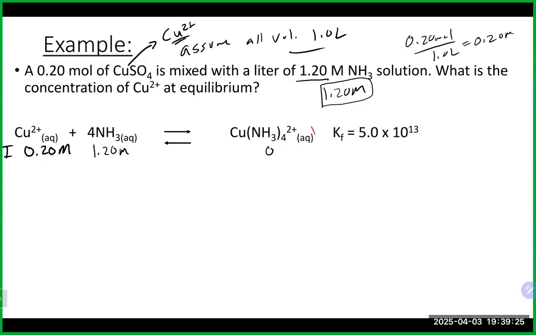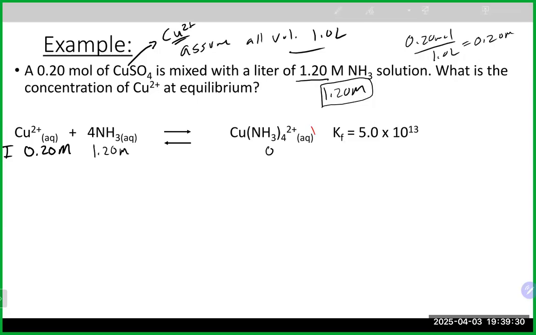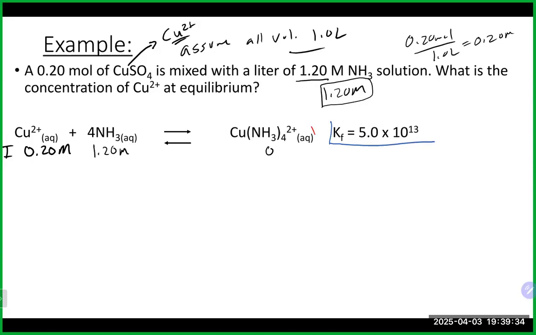Now, different than a normal ICE table that we do, when we look at the K value associated with this, the K value is a really large value, as I mentioned. Normally we would go through this, and I'll put it in blue here, and we would do our minus X, right? We would do our minus 4X because of the number there, and this would be our plus X, right? Now, when we do these type of problems, we make a couple of assumptions.